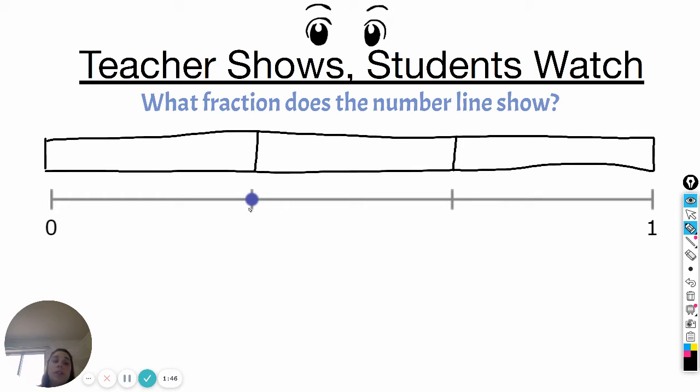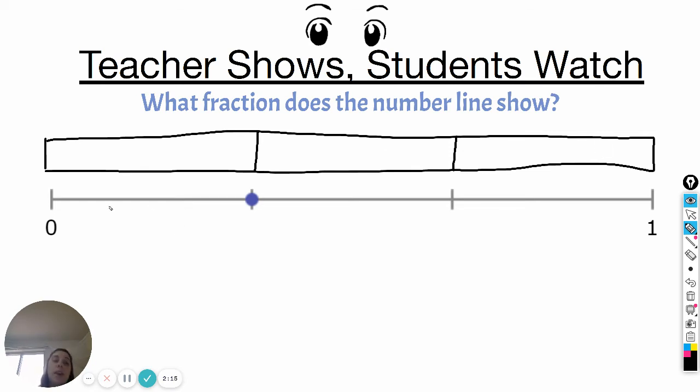Now, you can see that on our number line, they've drawn 2 lines to break up the pieces. But just because there are 2 lines does not mean that it is in halves. You have to look at the space in between, just like we look at the space in between on our fraction strips. So you can see on our fraction strip, we have 1, 2, 3 pieces.